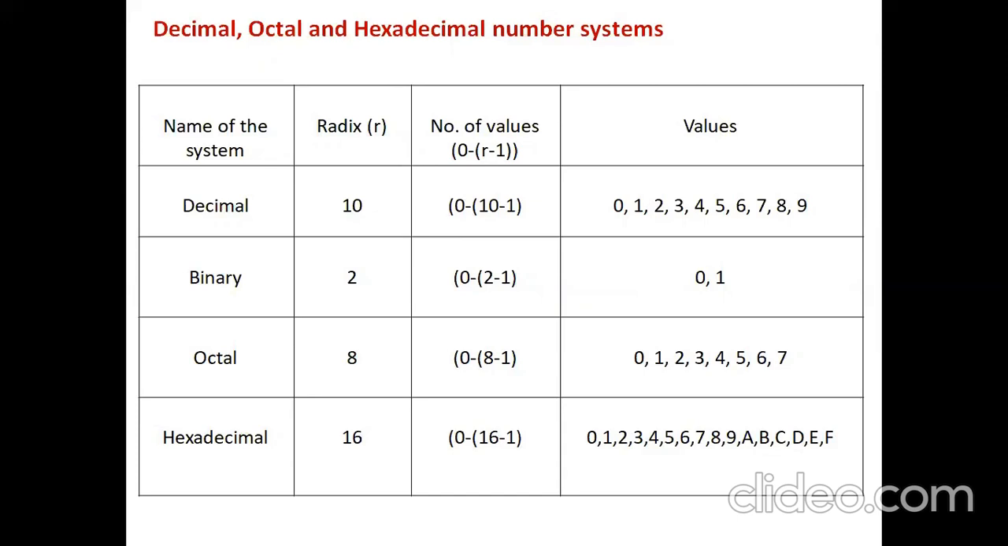To represent 16, we have already used the symbols 0 to 9. So beyond that, we can't go 1, 0 because it should be represented by a single digit. So instead of 10, we are representing it as A, B for 11, and so on till F, and F represents the 15. So 0 to 15, totally we have 16 over here.